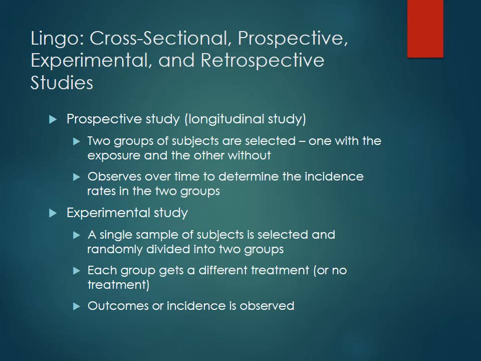And then an experimental study just really means that we're doing a single sample of subjects that are randomly selected and divided into two groups randomly as well, and then each group would end up getting a different treatment or no treatment, right? So you can have placebo or no treatment whatsoever, and then your outcomes or incidence will be observed again in real time as you go forward.